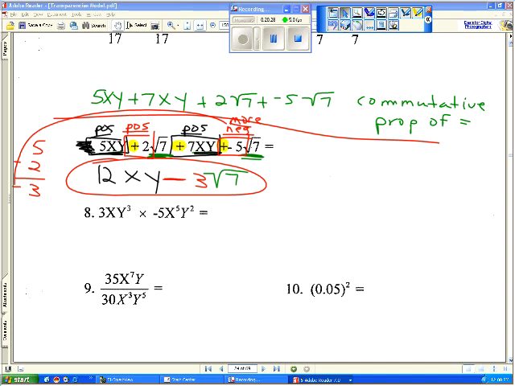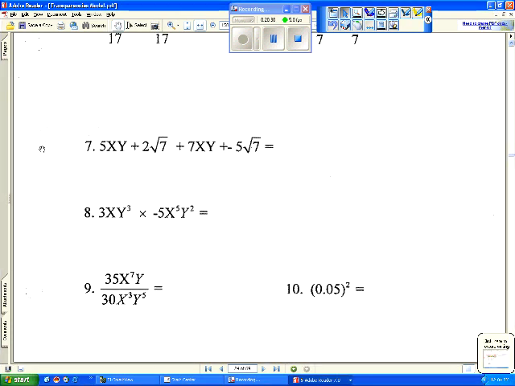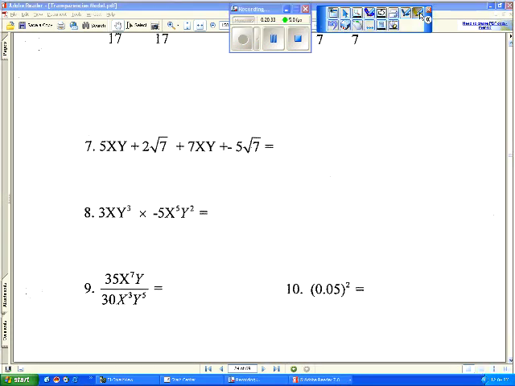Number 8. Number 8, the operation is multiplication. Common sense rules. When you multiply or divide, the names do not have to be the same. They do not have to be like terms. Are they like terms? No. Do they have to be? No. Do you put simplest form? No. Because they don't have to be like terms to multiply.